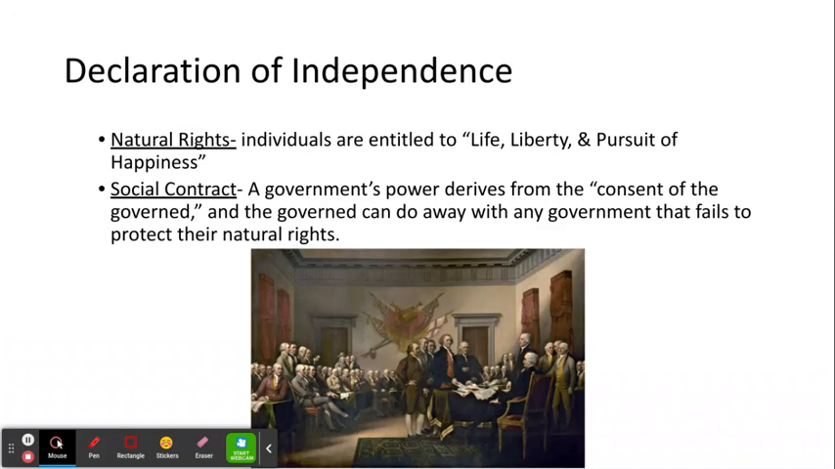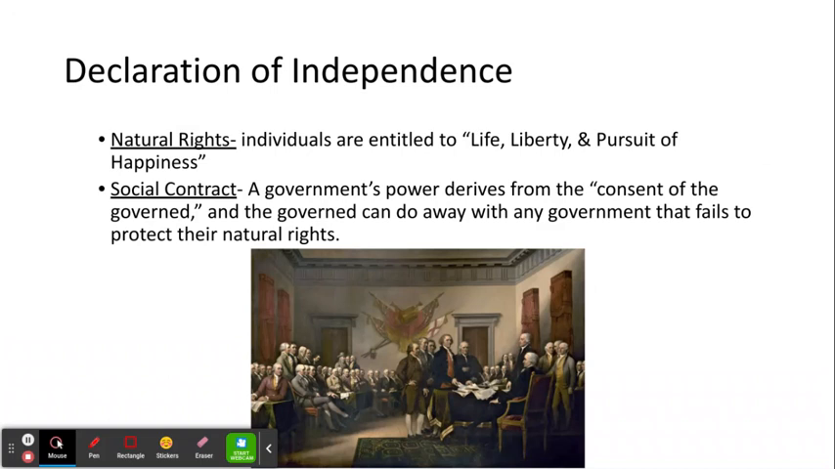So when Thomas Jefferson wrote the Declaration of Independence, he included the rights to life, liberty, and the pursuit of happiness. He says that is a right that no government can take from a person. Another such Enlightenment idea is the idea of a social contract.